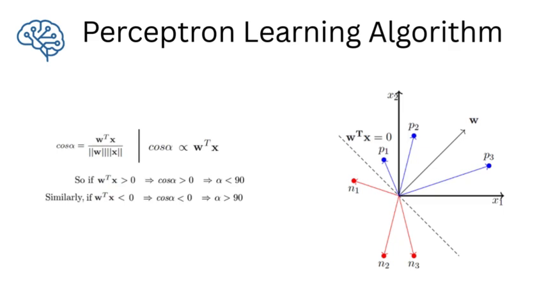Everything on one side of the line has a positive dot product with W, meaning the angle between W and those vectors is acute. These belong to the positive class. So points P1, P2 and P3 fall on this side. Everything on the other side has a negative dot product, given an angle greater than 90 degrees. This corresponds to the negative class, which is why N1, N2 and N3 lie on that side.